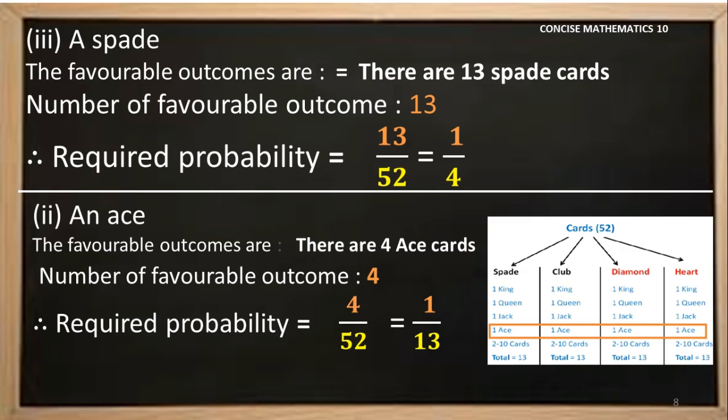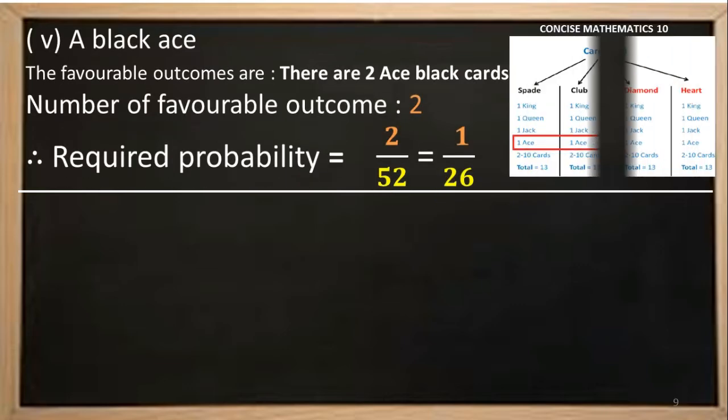And next question is a black ace. So again there are two conditions. How many ace cards did we find? We came to know that there are 4 ace cards. So are all the 4 black? Of course not. There are only 2 black aces. So that is 2 by 52, which is equal to 1 by 26. I hope you are getting it, children. If not, kindly concentrate on the flow chart here.